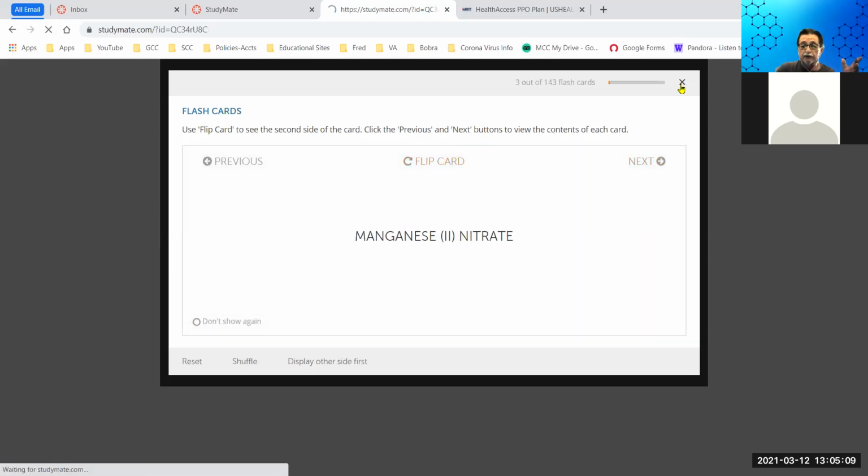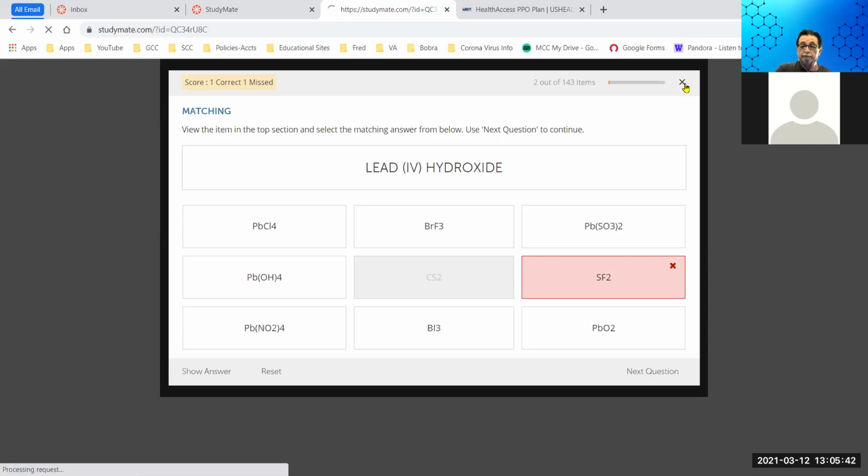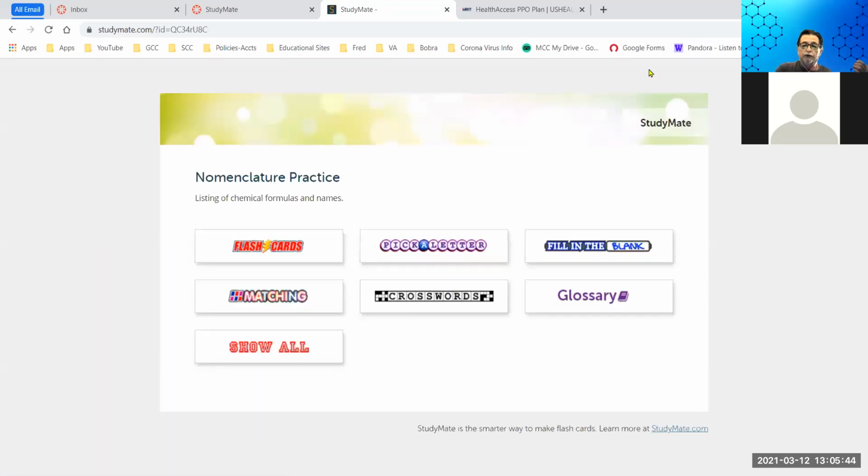If you don't like the flashcards, you can use the matching. Matching works great. Here's one, carbon disulfide, to give you the name. You're looking for the compound, so you go around and figure out which one you need. Carbon and disulfide, and it gives you the correct answer. All right, go to the next one, lead peroxide. If you click the wrong one, you get the answer, no, it's incorrect. So that's a study tool, 143 compounds for your use.